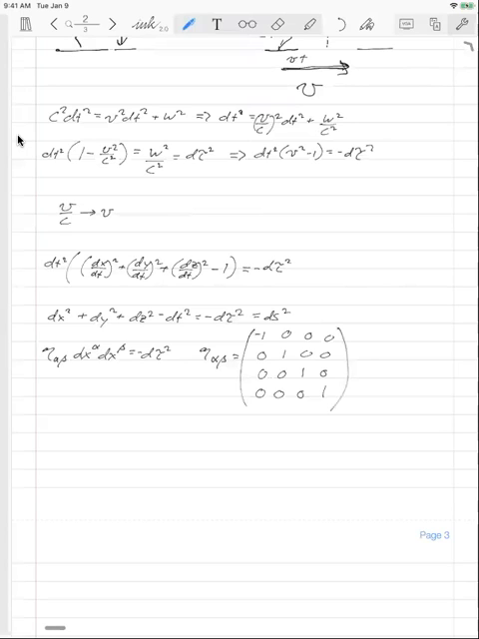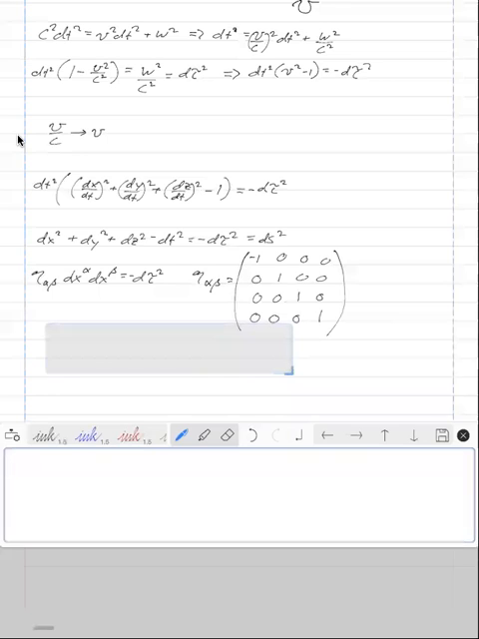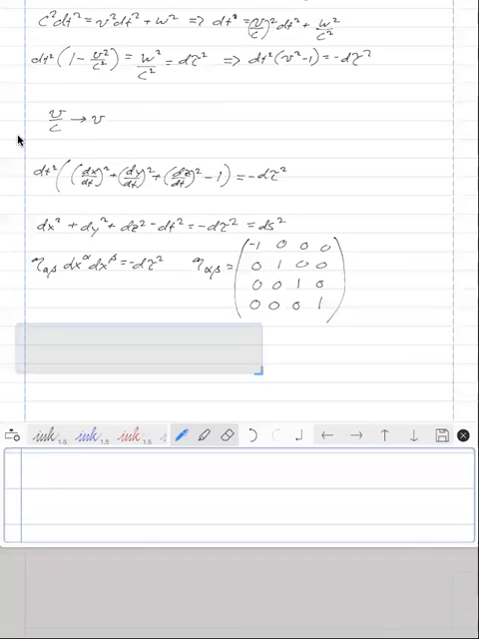This was for a particular interval. In this particular case, we were concerned about time, and that's why we ended up with this minus d tau squared. But in general, we have ds squared is equal to g mu nu dx mu dx nu. Okay.